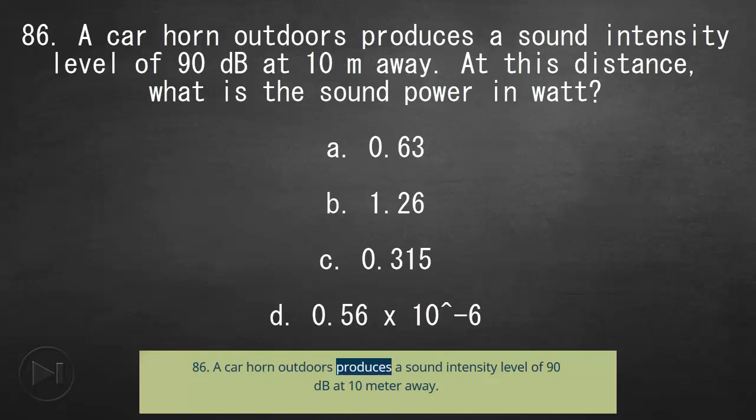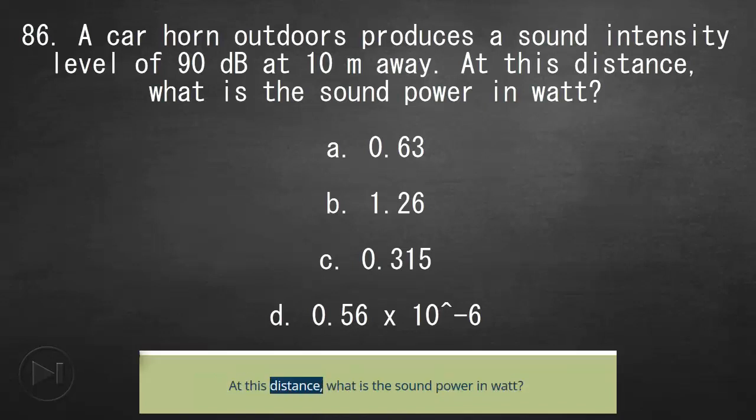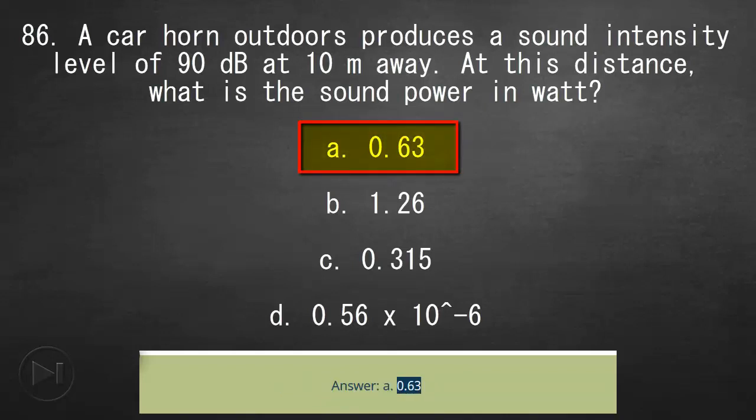86. A car horn outdoors produces a sound intensity level of 90 dB at 10 meters away. At this distance, what is the sound power in watts? A. 0.63, B. 1.26, C. 0.315, D. 0.56 times 10 raised to -6. Answer, A. 0.63.